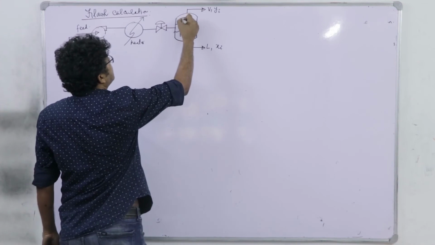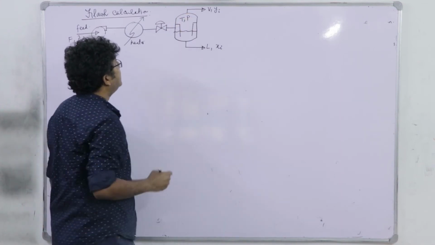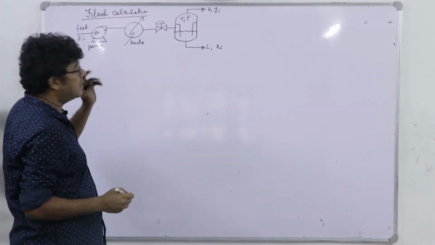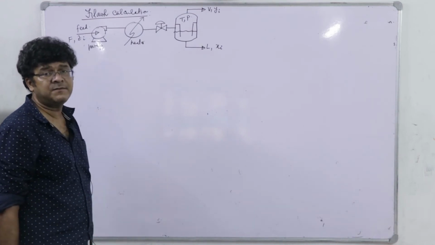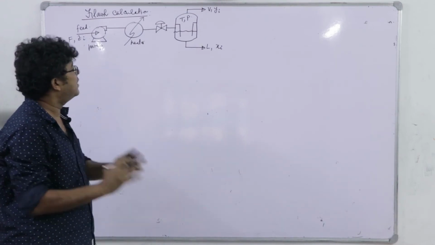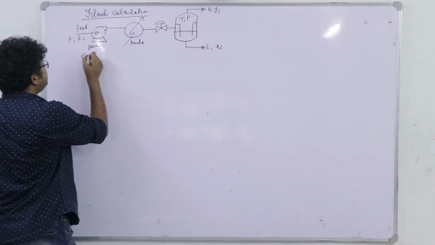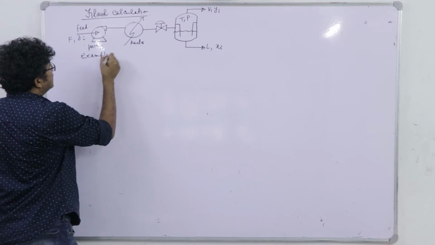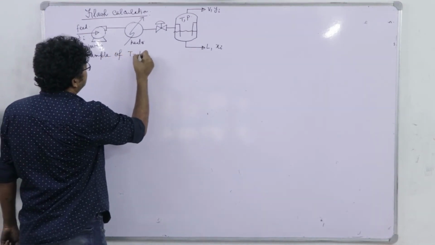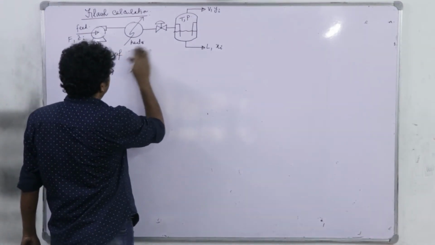So the flash drum temperature is T and P, and we consider this is a kind of TP flash where the temperature and pressure of the flash drum are specified. Example of pressure temperature or PT flash or TP flash.